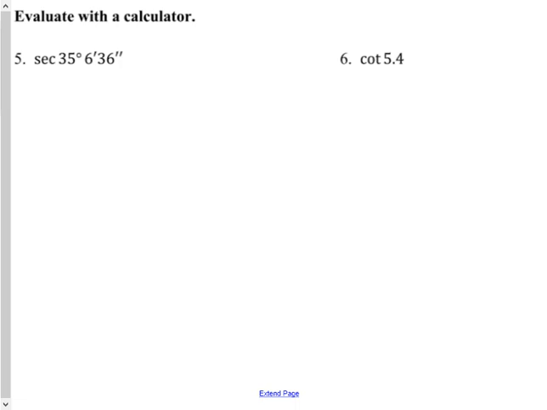Next, evaluating with a calculator. And again, as I'm going through this, if you need to pause, feel free to pause your video to finish writing down. So, secant of 35 degrees, 6 minutes, 36 seconds. Reminder, this is the same as 35 plus 6 over 60, because there are 60 minutes in an hour, and 36 over 3,600, because there are 3,600 seconds in an hour. So they're asking, what is 1 over cosine of that?